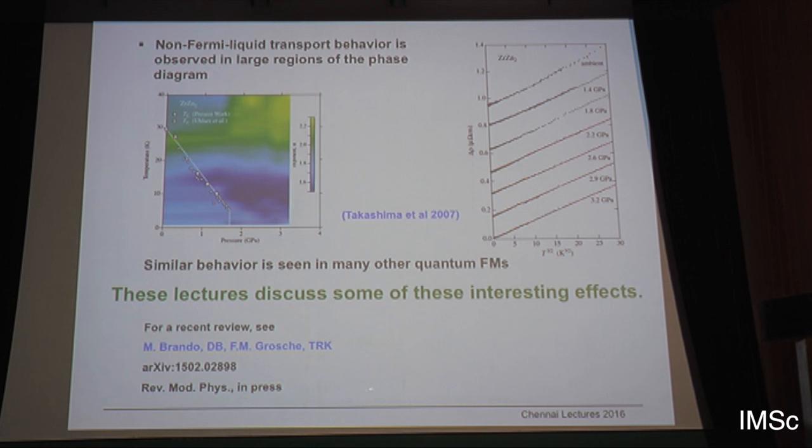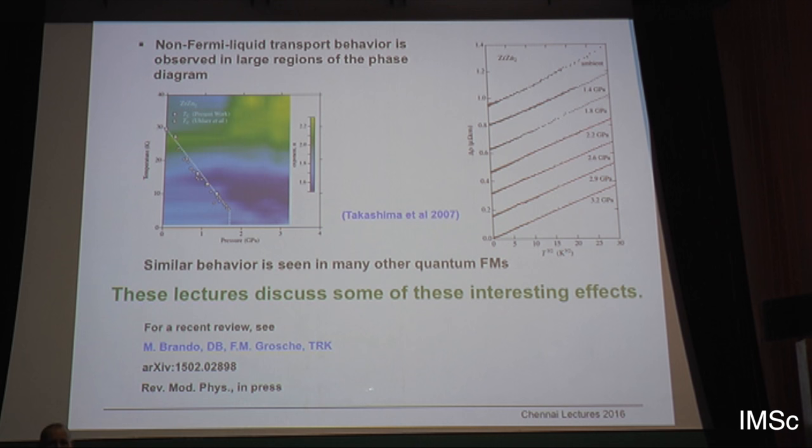The thing about the resistivity is that it's easy to measure, of course. So somebody, I forget who, once said that the resistivity is always the first thing to be measured and the last thing to be understood. So for zirconium zinc 2, I think the answer is no.